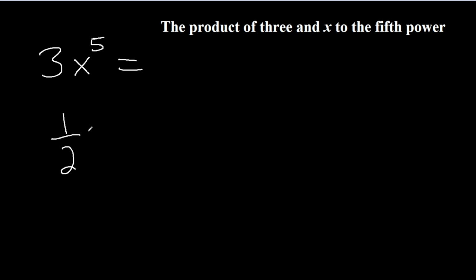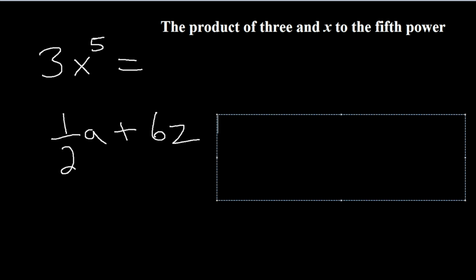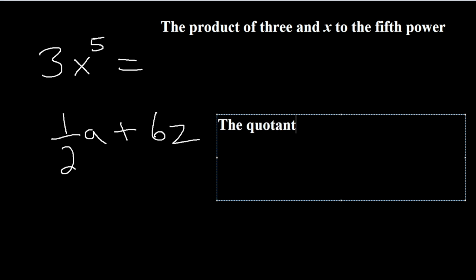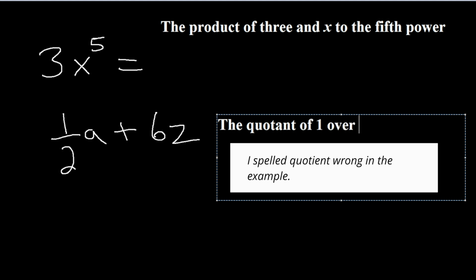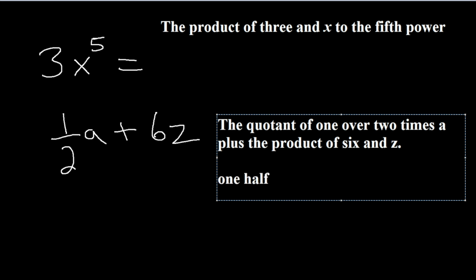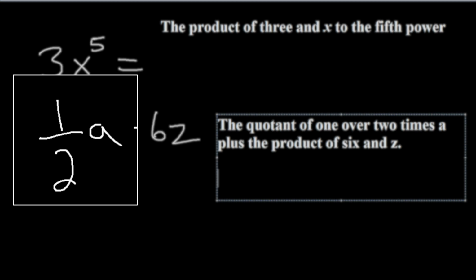So what if we had 1/2 a plus 6z? How would we write that in English? Let's try that one out. We can use the term quotient if we'd like. We haven't, I don't think, talked about that term. So we can say the quotient of 1 over 2 times a plus the product of 6 and z. So that's one way to write it. You could also say 1/2 or the product of 1/2, things like that. But the quotient of 1 over 2 is perfectly fine as well. When you have a fraction, it might be best to just say the quotient of 1 over 2.